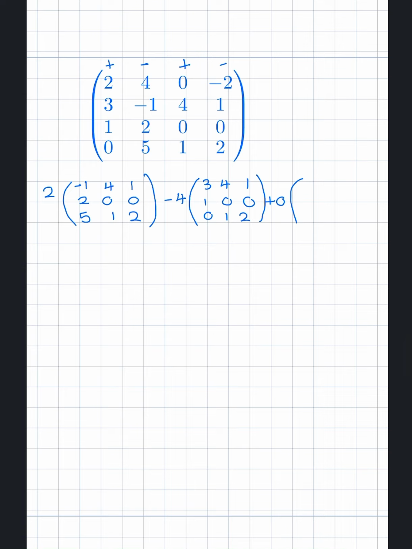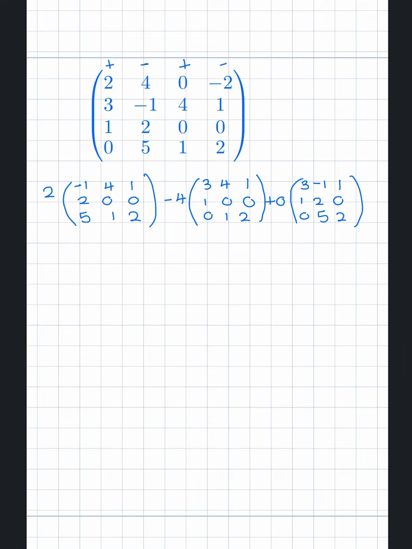So what are we having? We do the same thing: first row and third column. What do we have? We have 3, minus 1, 1, 1, 2, 0, 0, 5, 2. Okay, so let's write them down. We have 3, minus 1, 1, 1, 2, 0, and 0, 5, 2. For the sake of our space, we're going to continue to the next one.